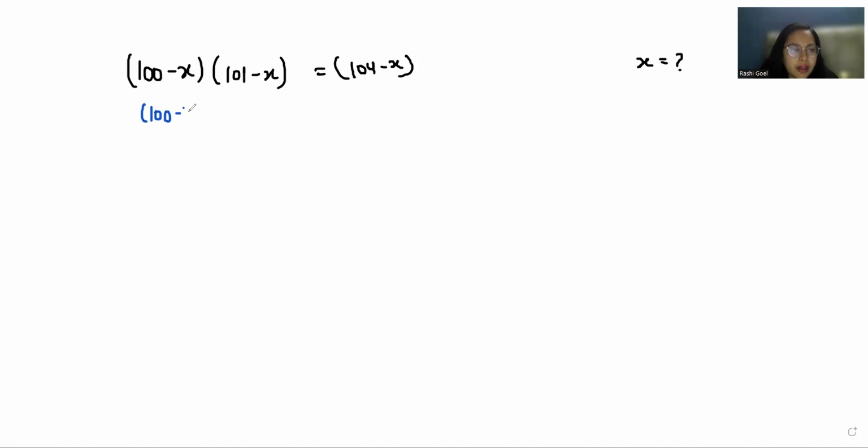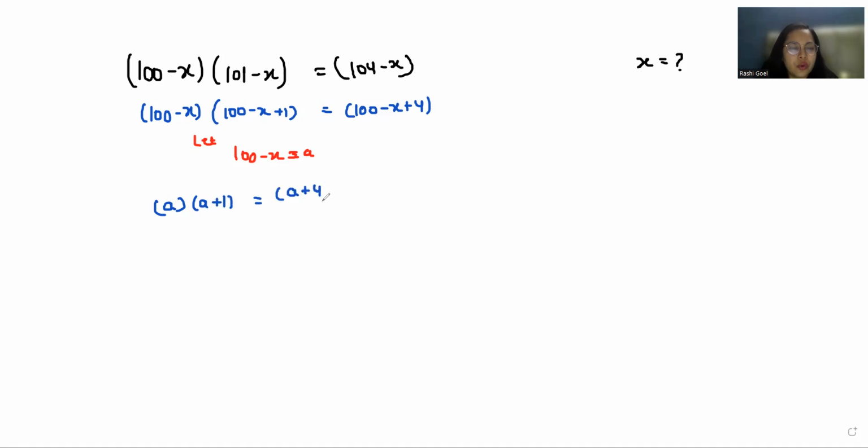So 100 minus x, 101 we can write as 100 minus x plus 1. Similarly, 104 as 100 minus x plus 4. Now I'm going to take a substitution. So let 100 minus x equal a. So a times (a plus 1) is equal to a plus 4.